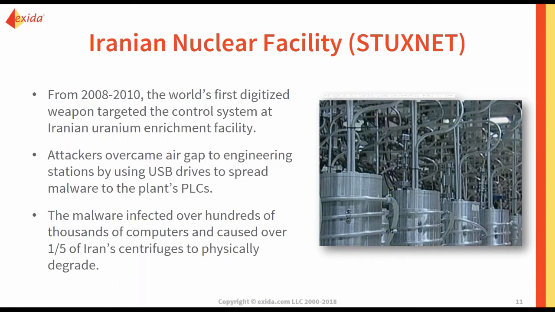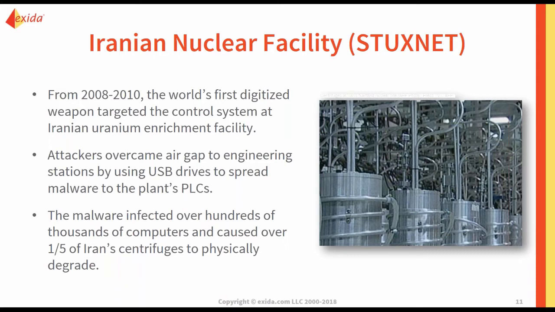This was a cyber attack that was planned and executed between 2008 and 2010, and it targeted an Iranian uranium enrichment facility. The attackers overcame an air gap to the engineering stations, which means they weren't connected to the internet, but they still accessed the stations by using USB drives to spread malware to the plant's PLCs. They infected hundreds of thousands of computers at the facility and caused over one fifth of Iran's centrifuges to physically degrade. So they basically ran them until they broke.